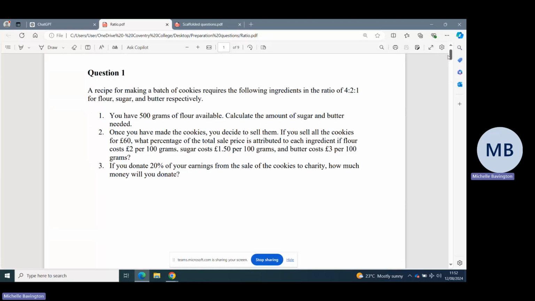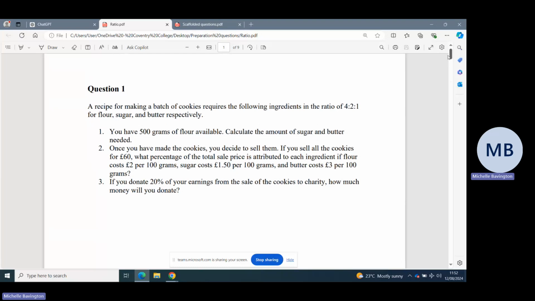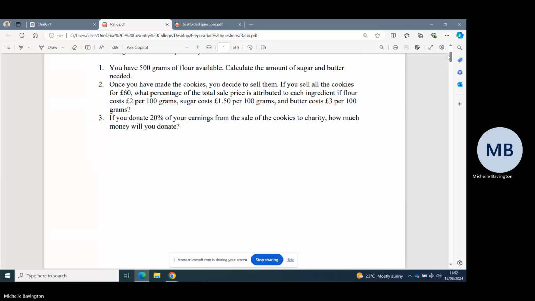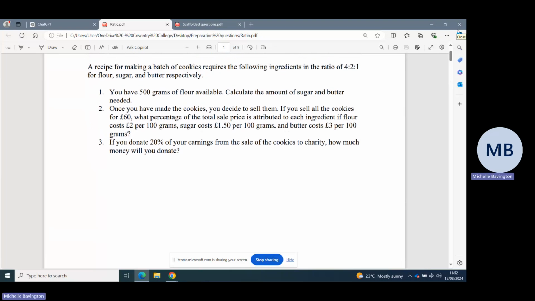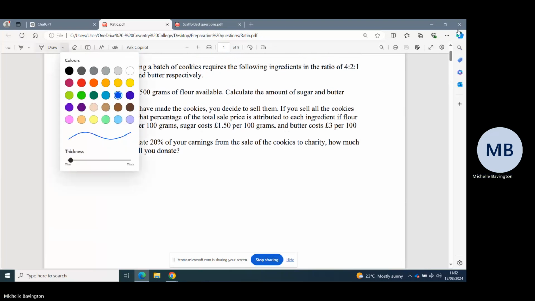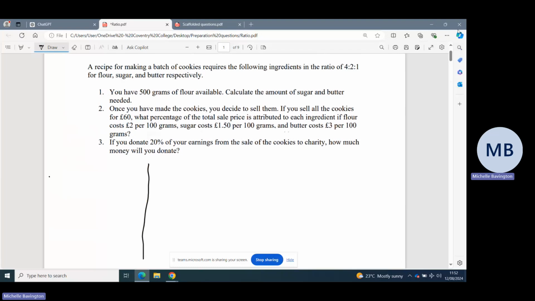So what I would do is, I've got 3 questions here. So I would split, I need that top bit for now, I would split my paper into 3. 1, 2, 3. Let's just hide that a minute.